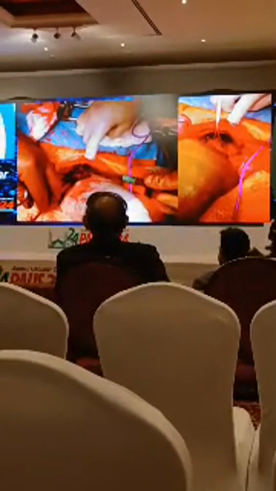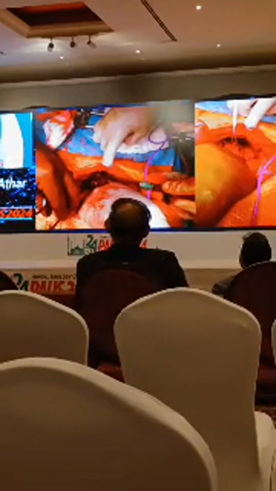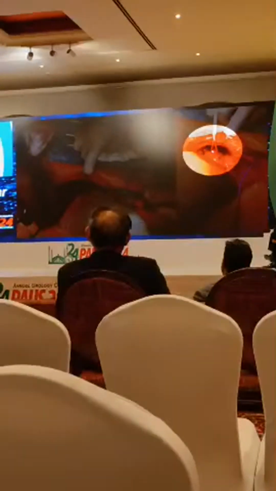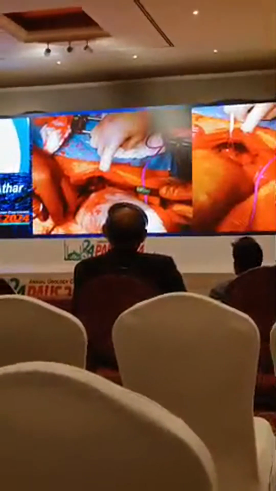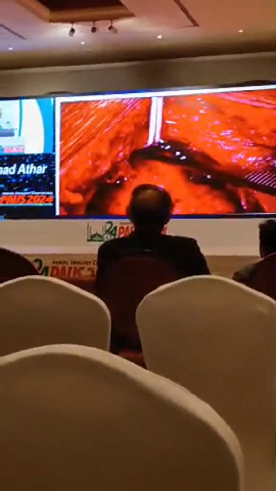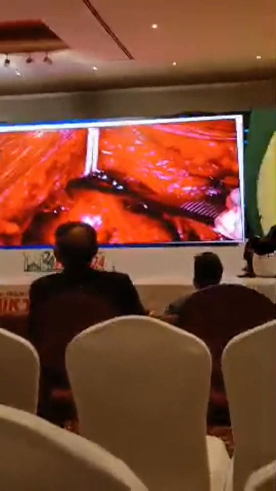Once that is done, you can see that this is the apex of the prostate here. This is the urethra at the apex. The next thing is we divide the urethra at the apex of the prostate. And then you start off with the dissection in a retrograde fashion rather than the antegrade fashion that we do in a standard radical prostatectomy. So this is essentially what you do.